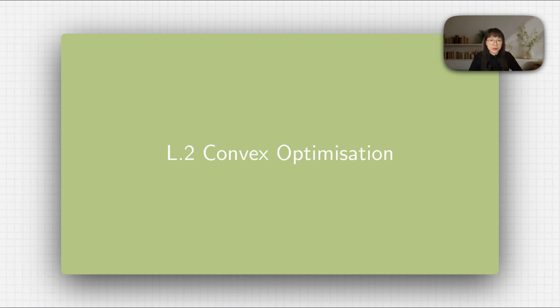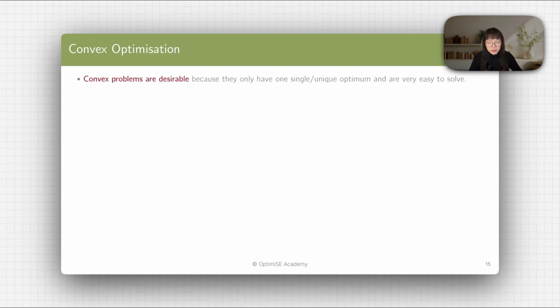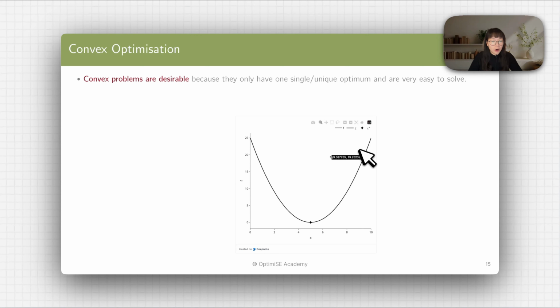Okay, so welcome to our second lesson on convex optimization, where we are going to finally see the most classic type of optimization problems and try our hands on solving one of them as well. So convex problems, as we've briefly mentioned before, are super desirable because they only have one single unique optimum and therefore they are very easy to solve. It would look something like this with a very distinguishable feature where it's a very nice valley. So the optimum or the minimum will naturally be the point at the bottom of this valley.